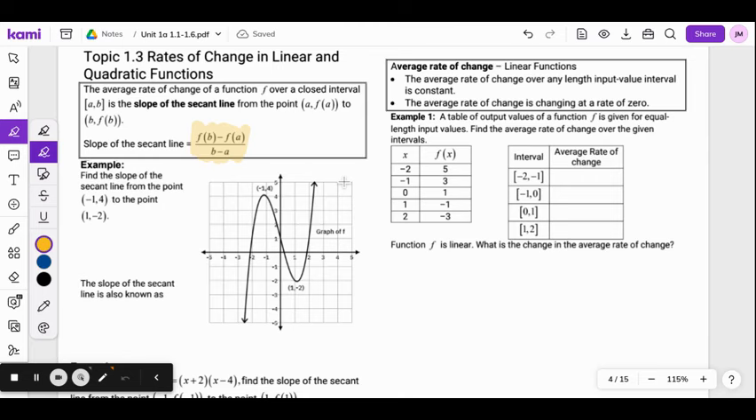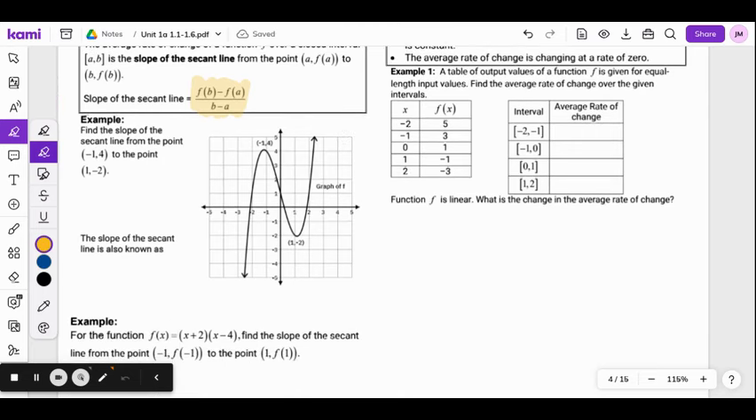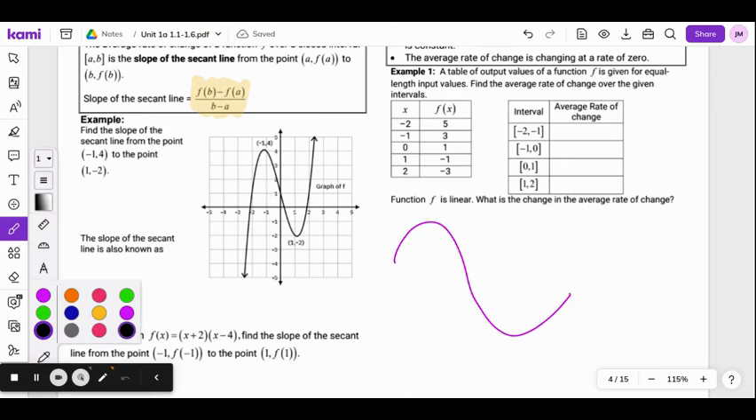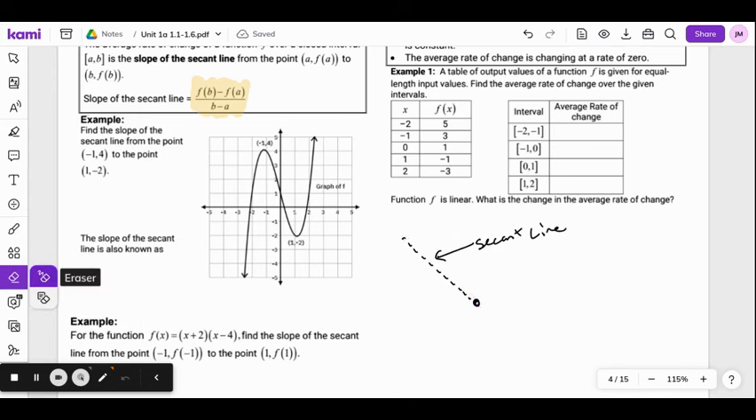The secant line is, by the way, for those who don't know, if I just draw any type of graph and I want to find the average from this point to that point, if I connect those lines, this provides me a secant line. So this is the secant line right here, this dotted line. That is the secant line. Okay, just an example. I'll erase that.